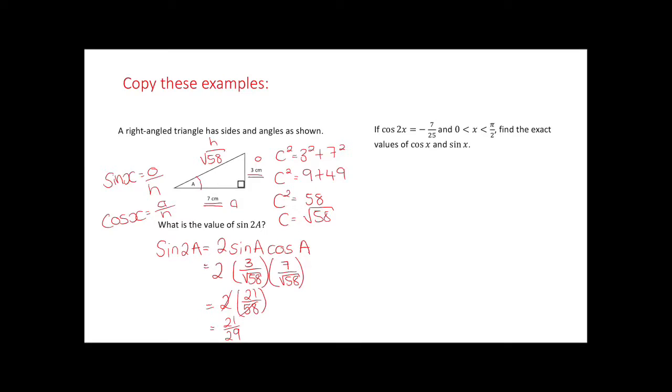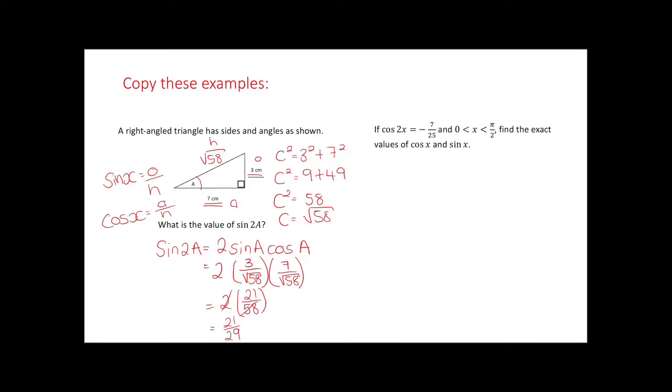For this next example, it's given us a value of cos 2x, and it wants us to find the exact values of sine x and cos x. So in our triangle, we want to have x on its own. So the first thing we're going to have to do is find a value for x. If you think about that last example, or if you think back to addition formulae, you tend to get something like cos x equals 7 over 25, and you can apply that to a triangle. But because we've got this 2x, it makes it slightly different.